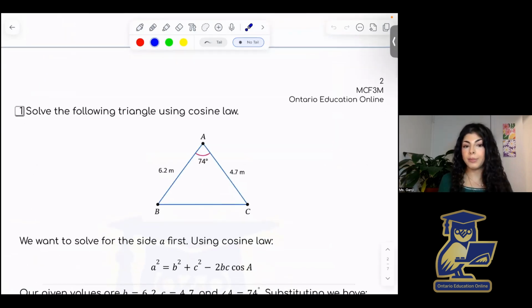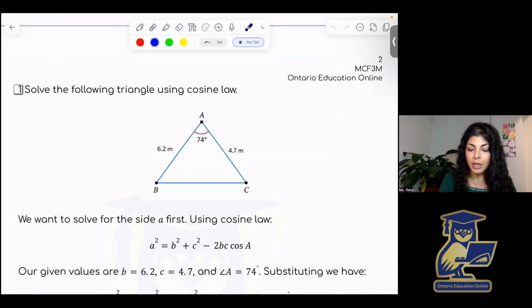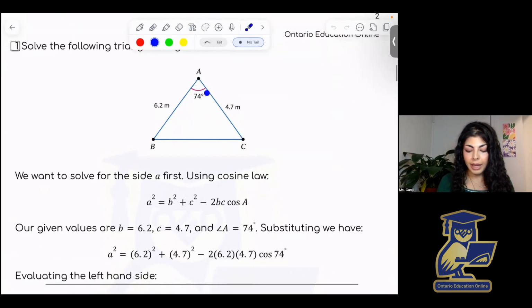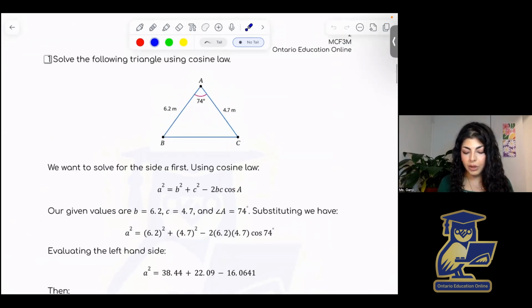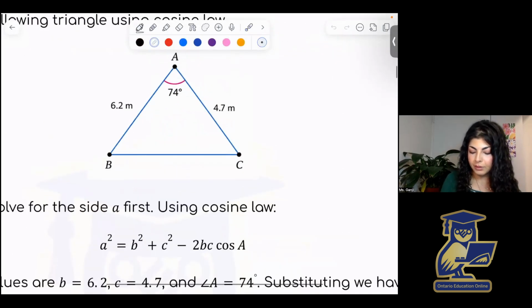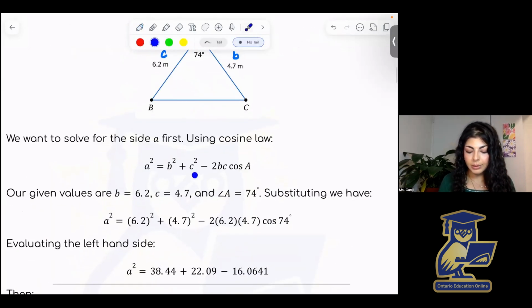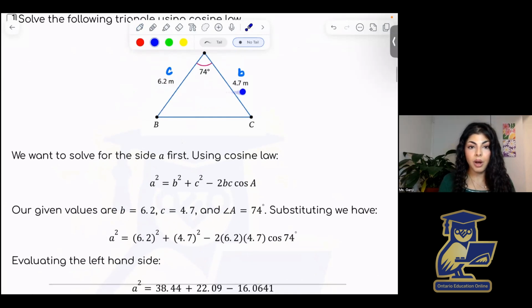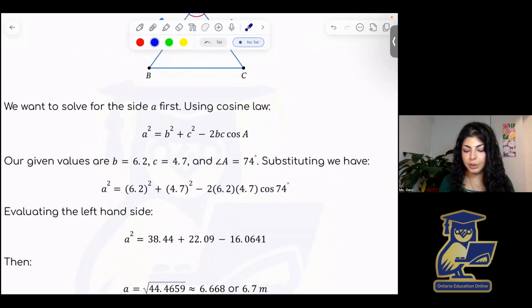So let's look at those two examples we had above, and we're going to use cosine law to solve for the unknown sides and possibly angles. Here, we are looking for A squared, so we use the first formula we saw. A squared is going to be equal to B squared plus C squared, where this is B and this is C, and then minus 2BC, just the product of these two, and then cosine of A, and remember A here is 74 degrees. So substituting our values, that's precisely what we have.